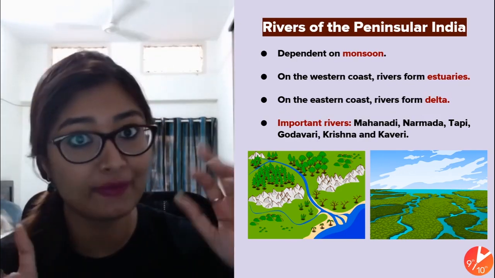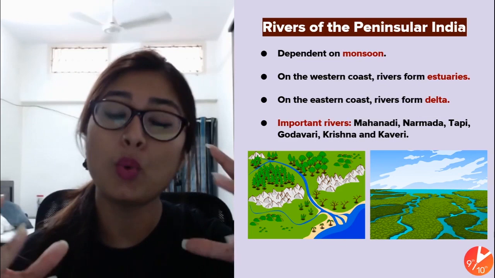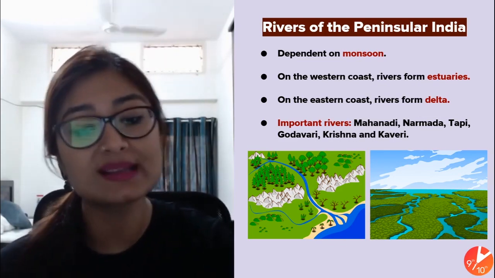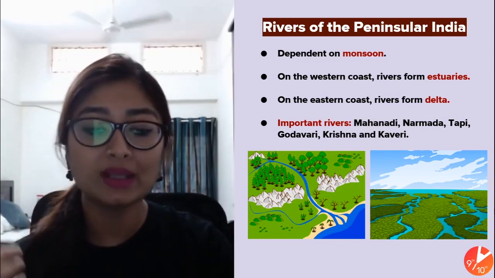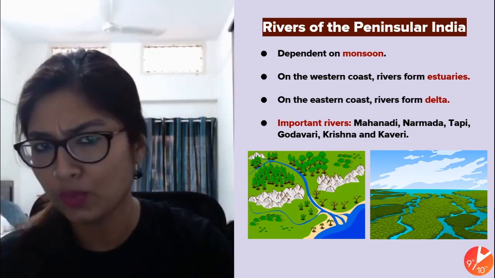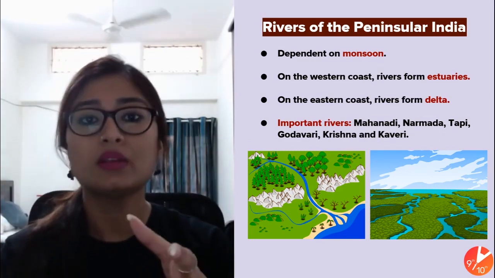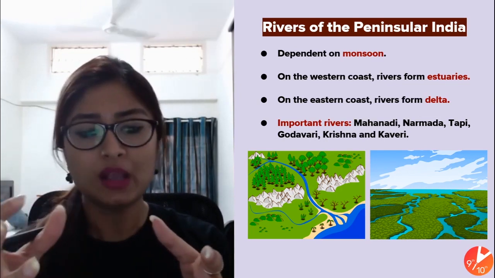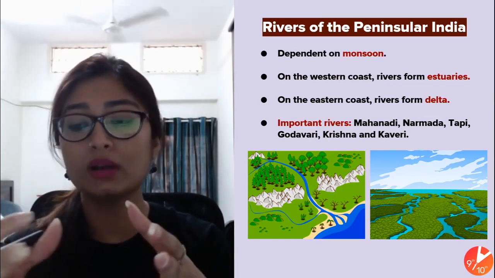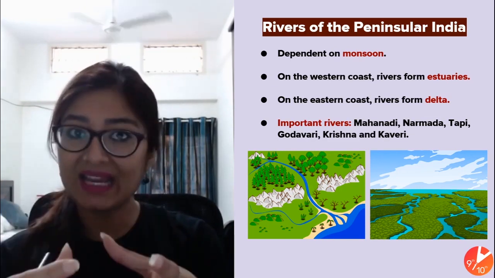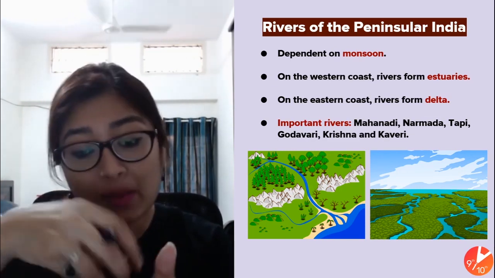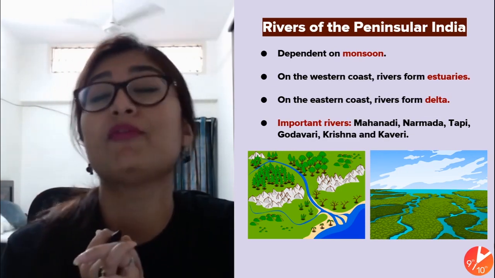Rivers always have fresh water, but the water in the sea or the ocean is known as saline water, or you can say brackish water. So the point exactly where the fresh water meets the brackish or saline water is known as an estuary. It's the meeting point.